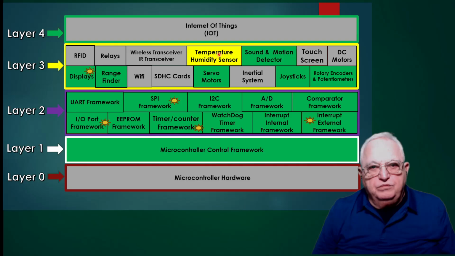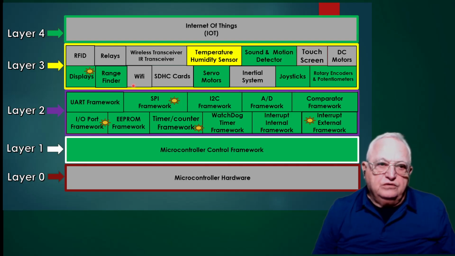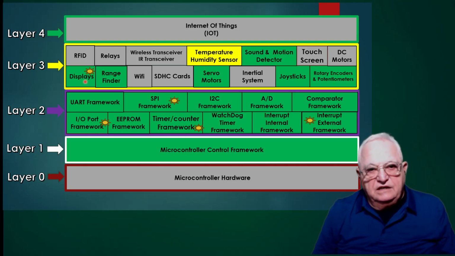So the temperature humidity sensor belongs to our layer 3 architecture. Now we're going to be using from layer 3 the display functionality, and from layer 2 we're going to use the SPI framework, IO port framework, timer counter framework, and external interrupt framework.